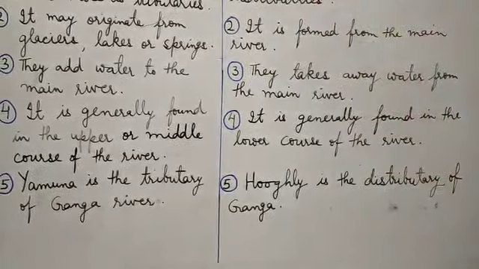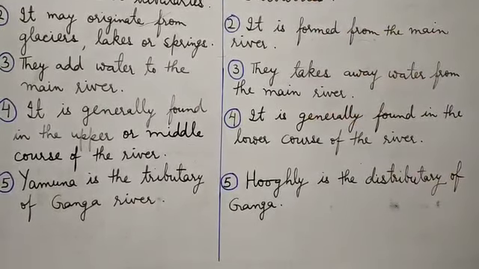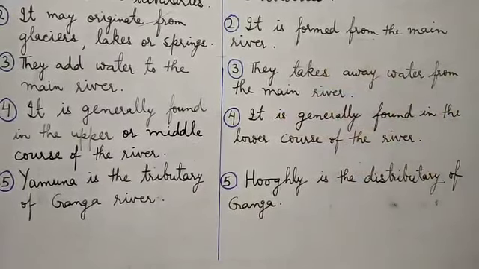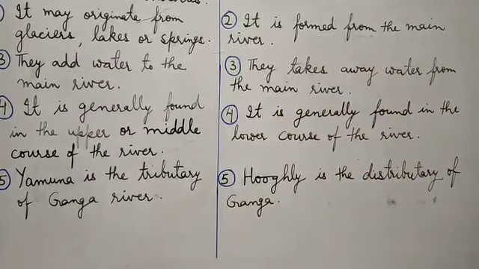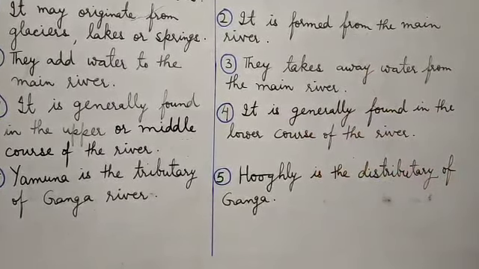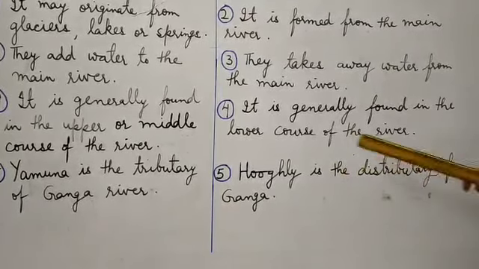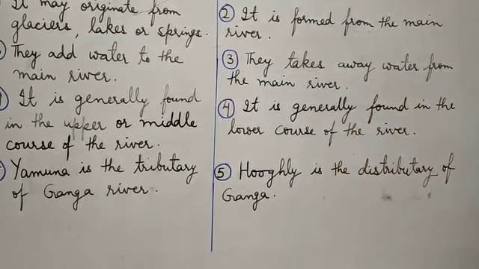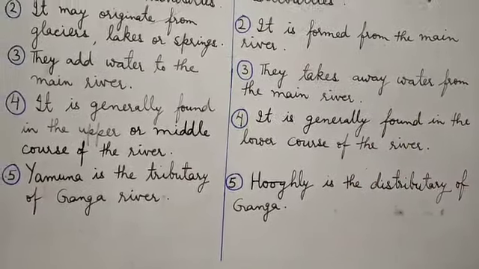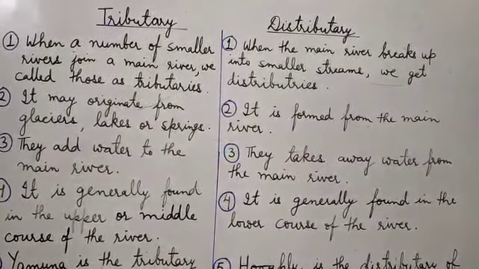One example of a tributary is Yamuna. Yamuna is one of the important tributaries of the Ganga river. Ganga has so many tributaries, and Yamuna is a very important one. Whereas Hooghly, that flows in Kolkata, West Bengal, is a distributary of the Ganga river. So these are some differences between tributary and distributary.